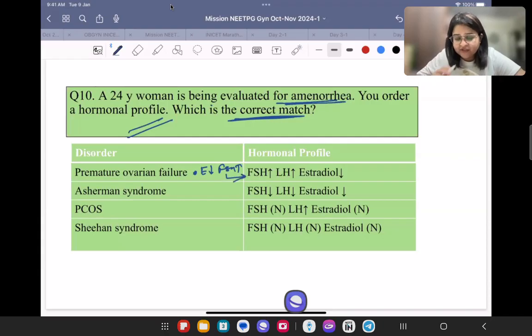Hai na? FSH, LH, both are high. So FSH, LH go together. Okay, estradiol is going to be less. Asherman's mein everything was normal. Remember, the problem is in the uterus. HPO is normal. The HPO axis is normal. So everything normal.